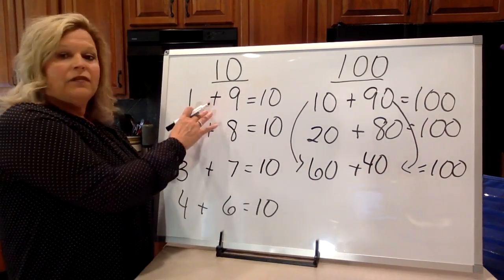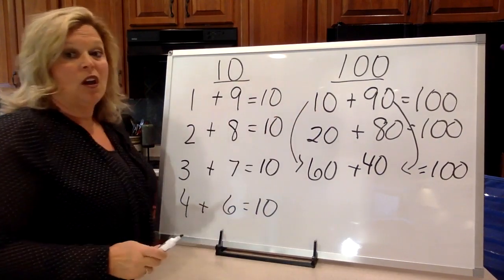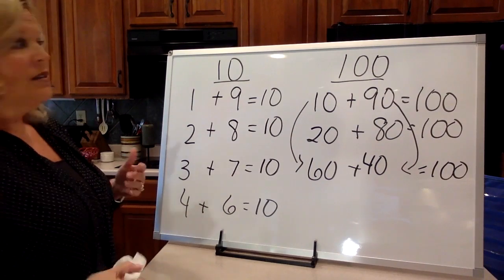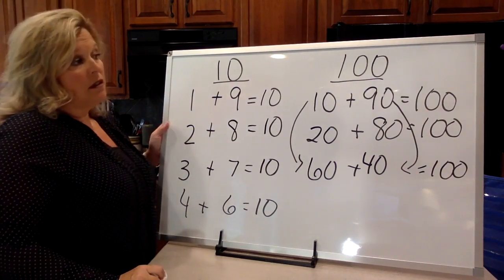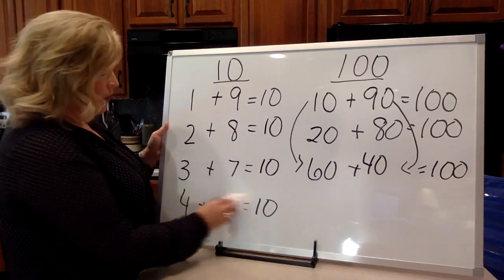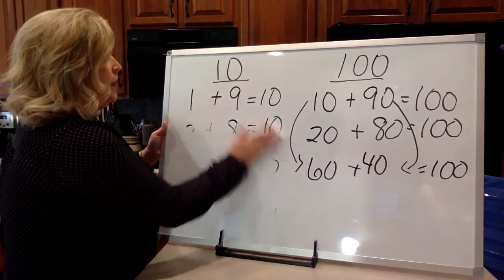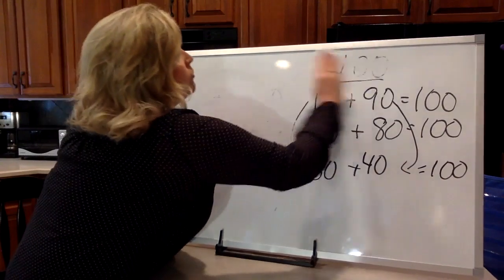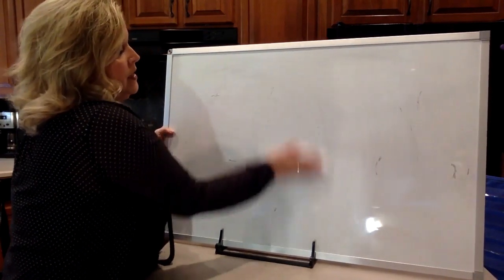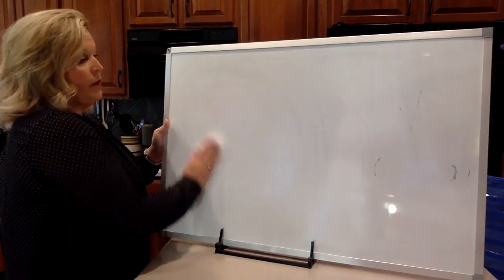So we can take 10 facts. We can change them into 100 facts. We can put them together any way we want to make the addends equal the sum of 100. Let's get a little harder. Think about those addends. Now, when they're right on the 10, that's easy because we know that it's easy, even on a number line when you stop at the 10.